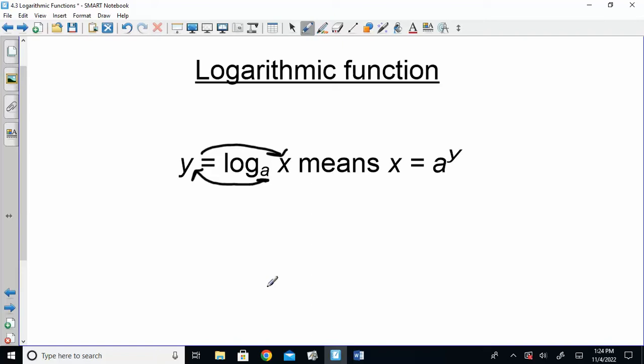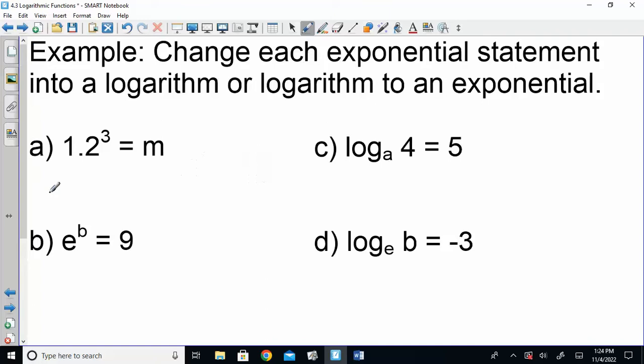So the first couple examples I want to do, just practice going back and forth between a log and an exponential and make sure we know how to go back and forth between the two. I want to change each exponential into a log and each logarithm into an exponential.